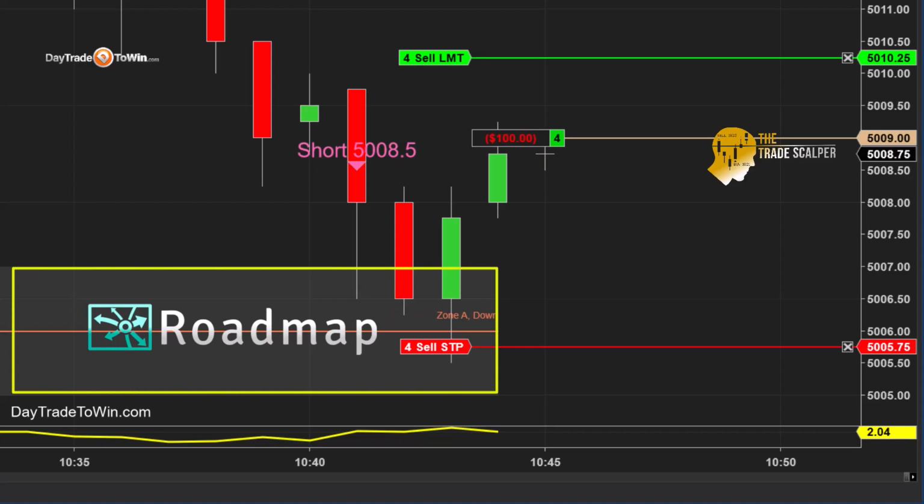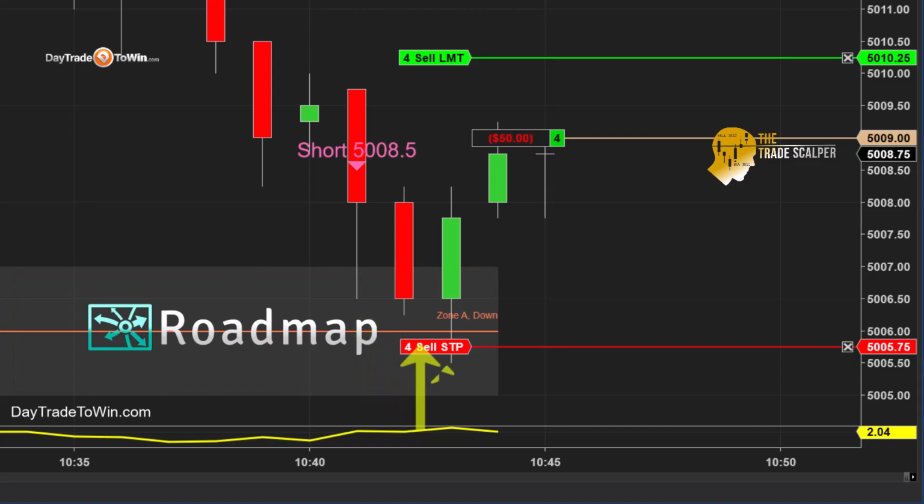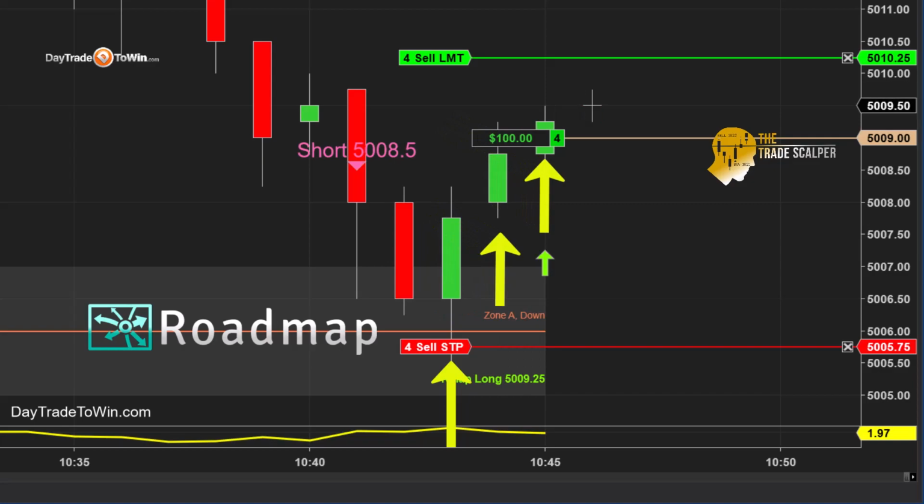It went deep inside that roadmap zone, but now what's really happening is it's reversing. You can see that it had 2 green candles, now 3 green candles, and now the signal for the roadmap 5,009.25.